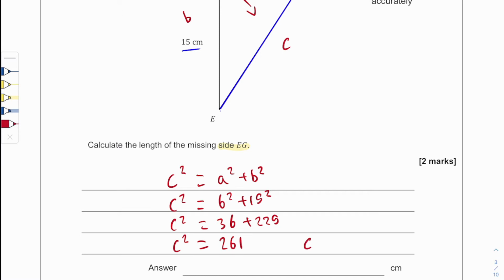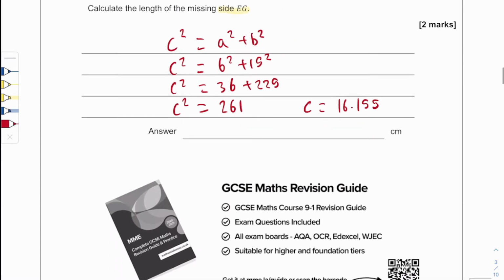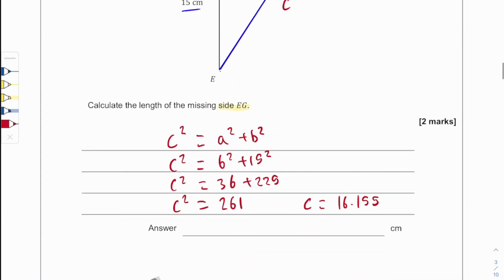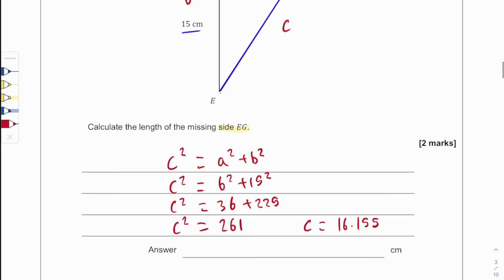So c is equal to 16.15, and we'll put another decimal place, 5 centimetres. Okay, in the question, it doesn't mention giving it to any amount of significant figures, so the safe bet is always to do 3. So the answer is 16.2 centimetres. Okay, right, let's have a look at the next one.